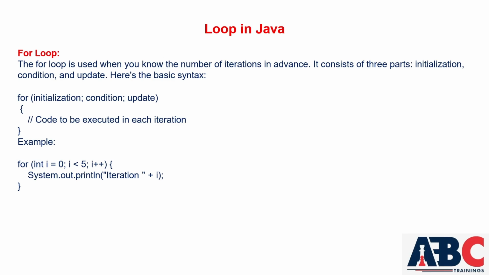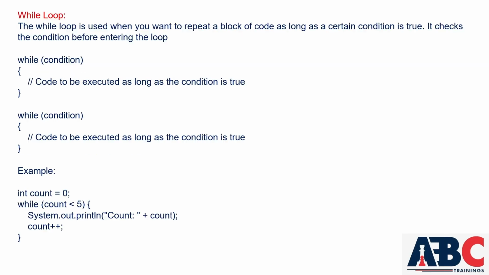Here is an example of a for loop. int is a data type, i is a variable, initialized with 0. Then the condition is i less than 5 and i plus plus. So it prints 0 to 4. The output is 0, 1, 2, 3, 4.